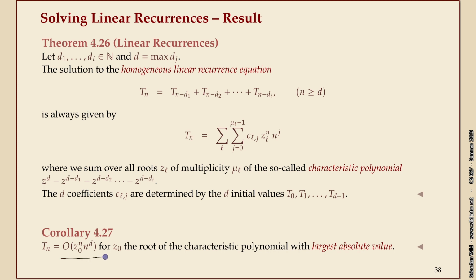What we'll usually use is just this corollary. The exponential growth is given by the root. Here's a different polynomial. So here it is actually the largest absolute value of the root, and the polynomial factor is the multiplicity of the root. So you can shortcut all the generating function fun to just this final result here.